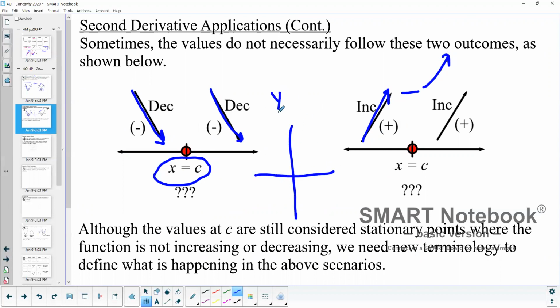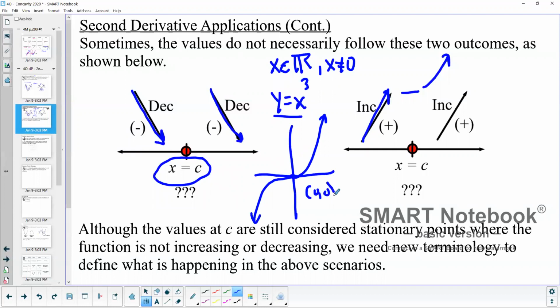A very common example of that is the function y equals x to the third. With y equals x to the third, your function increases, passes through the origin, but then it doesn't go back down like a quadratic. It actually goes back up. So what's interesting about the function y equals x to the third is this function increases on its entire domain, all real numbers, except at x equals 0. At x equals 0, it flattened out. So this particular value at (0, 0), it's not a minimum, it's not a maximum, so what is it?